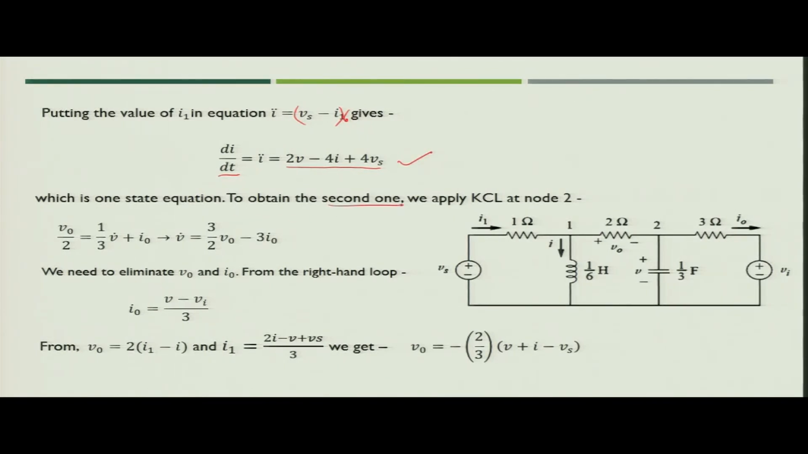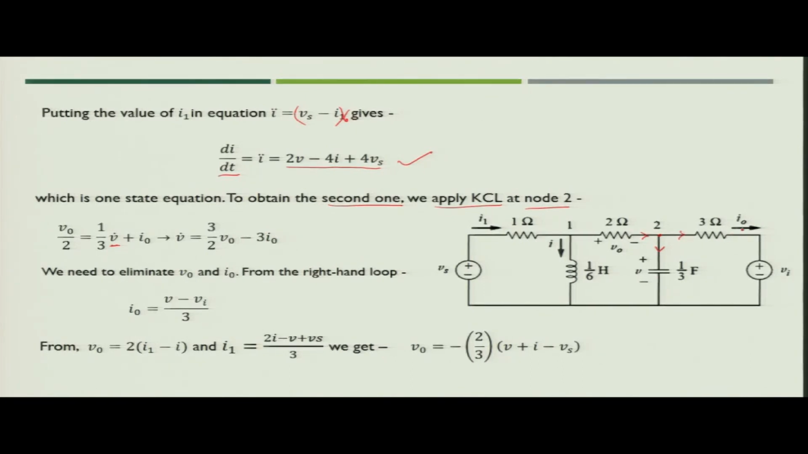Now, to obtain the second one, what do we do? We apply KCL at node 2. If you apply KCL at node 2, the current flowing through the 2 ohm resistance is V naught by 2, which will be equal to the current flowing through the capacitor. So, you can write 1 by 3 into dV by dt, that is V dot, plus the current which is flowing in this is equal to I naught. When you simplify, V dot equals 3 by 2 V naught minus 3 I naught.